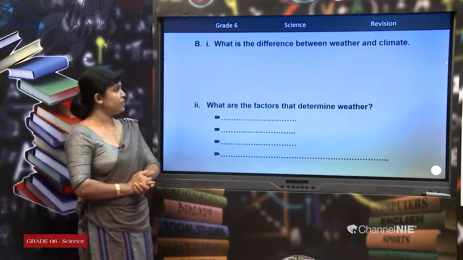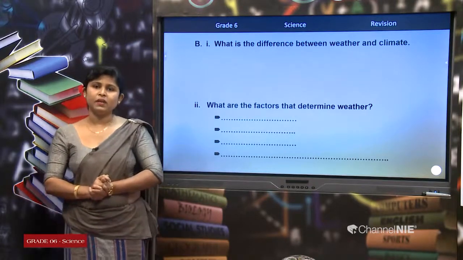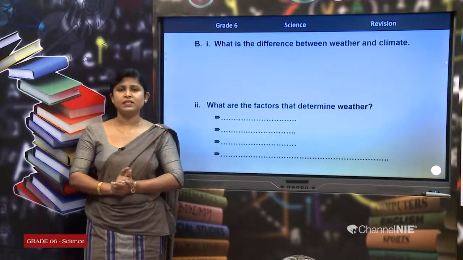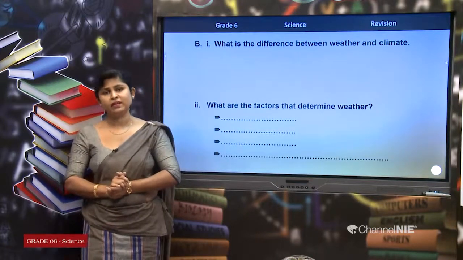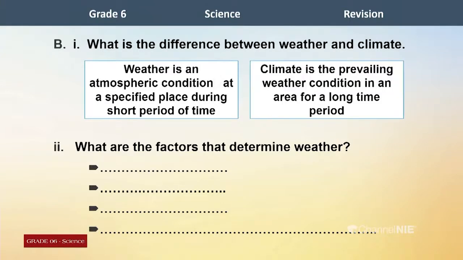What is the difference between weather and climate? We are talking about weather and climate a lot, right? But there is a difference between weather and climate. Weather is an atmospheric condition at a specified place during a short period of time. But climate is the prevailing weather condition in an area for a long time period.